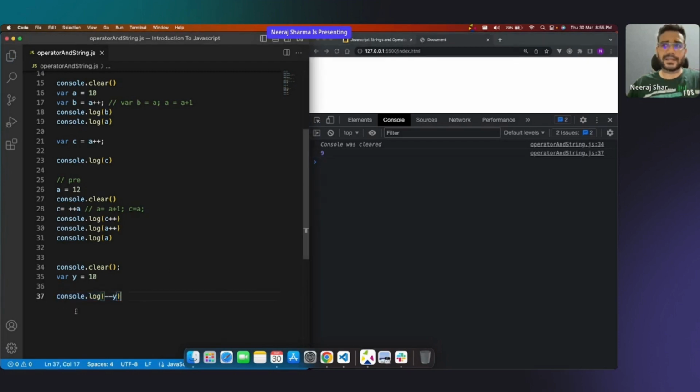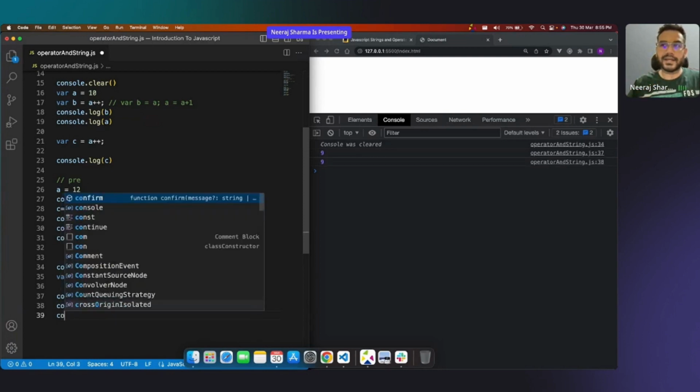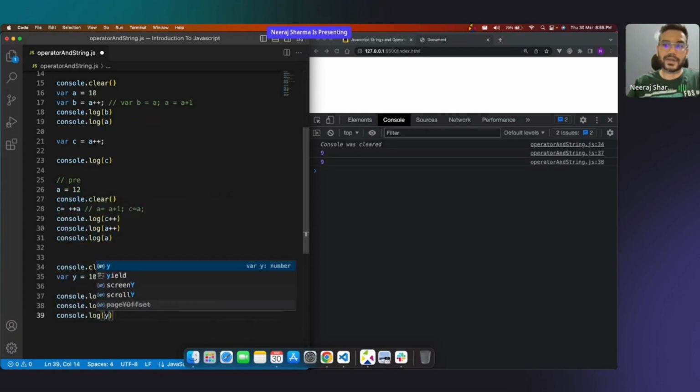If I take this and do the same thing here, and this time I say y minus minus, then what will be the output? Y minus minus, 9, right? And now if I print y, can you tell me what y will be now? 8. Y will be 8.